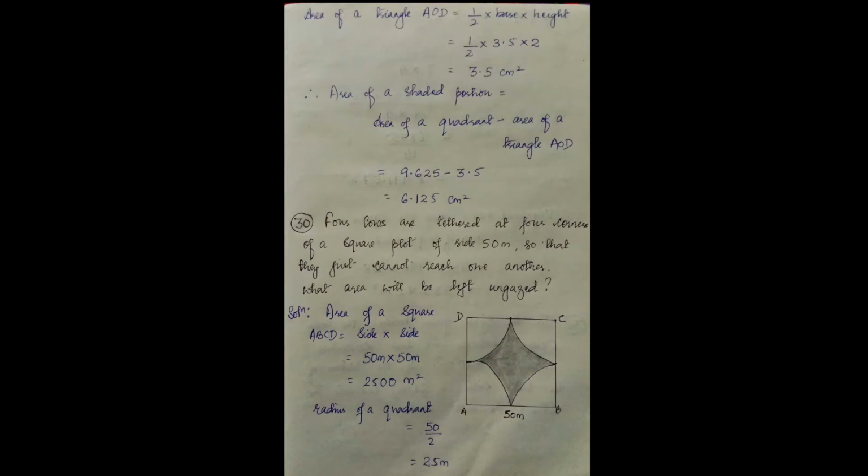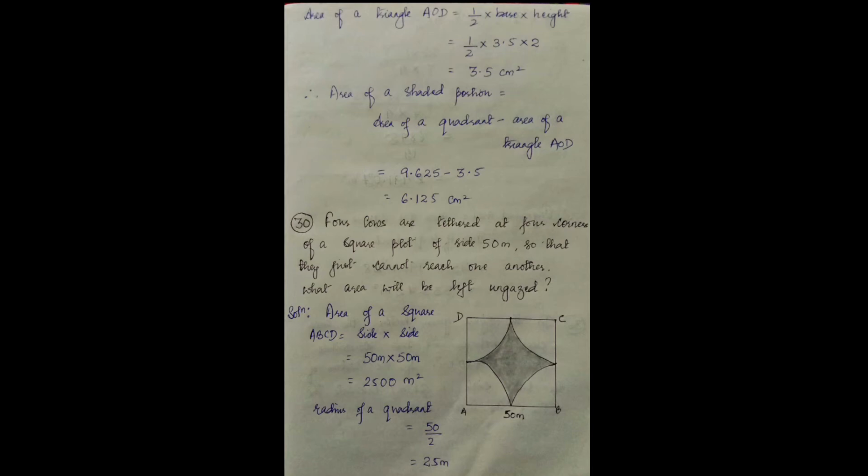Now the next question is, 4 cows are tethered at 4 corners of a square plot of side 50 meter. So here this is a square shaped land, and these are the corners of that land, and at each corner 4 cows are tied with the help of a rope. The side of this square shaped field is 50 meter. That means each side is 50 meter long. You know, in a square all sides are equal.